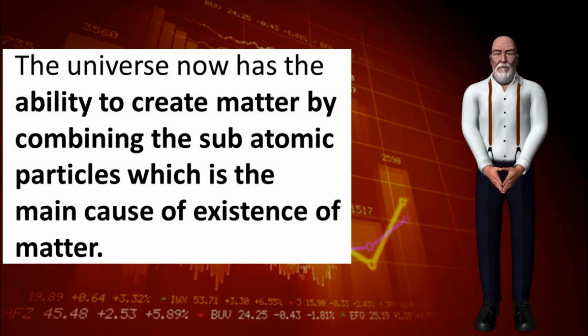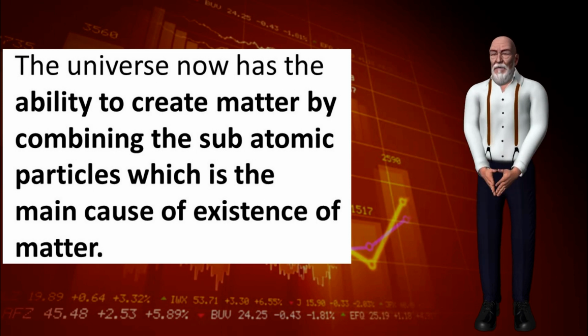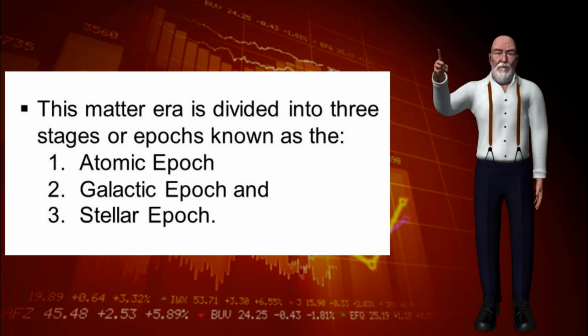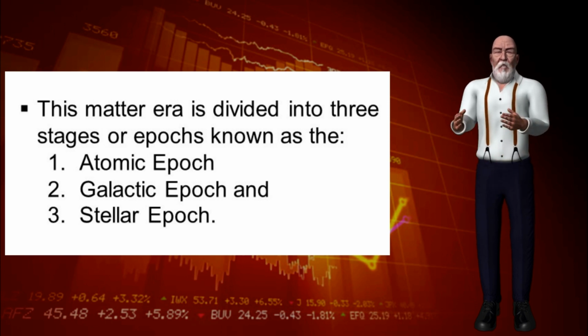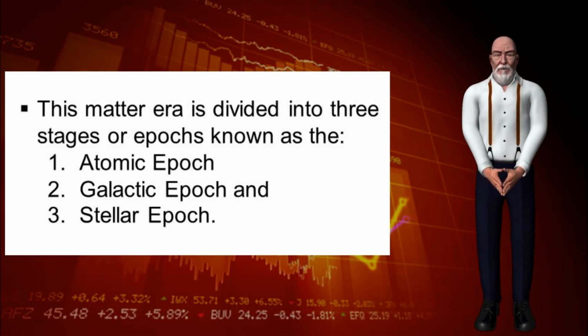In this era, the universe now has the ability to create matter by combining the subatomic particles, which is the main cause of existence of matter. This Matter Era is divided into 3 stages or epochs known as the first, the atomic epoch, second, the galactic epoch, and the last, stellar epoch. This era spans a lifetime of billions of years and is still lasting. Let us now elaborate every stage of the Matter Era.